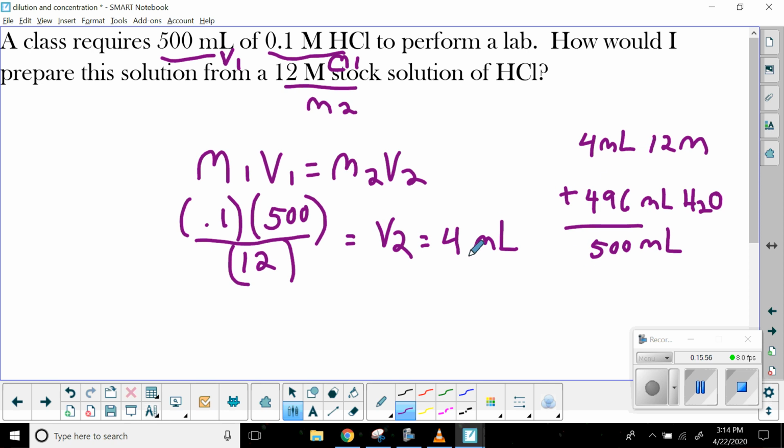So also, safety note here, whenever you're making solutions, the rule is always add acid to water. So I would put 496 milliliters of water in first, and then I would slowly pour the 4 milliliters of 12 molar HCl, so I don't have a reaction and the acid splashes back up into my face.